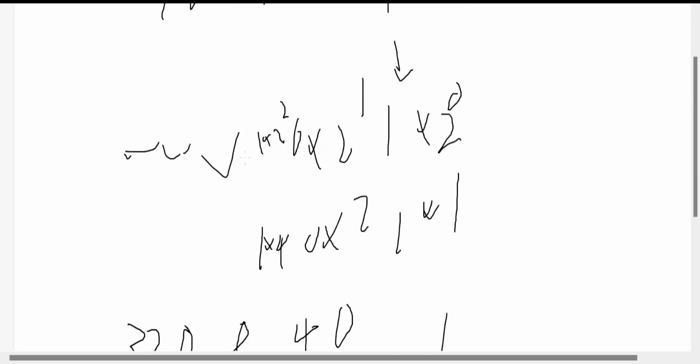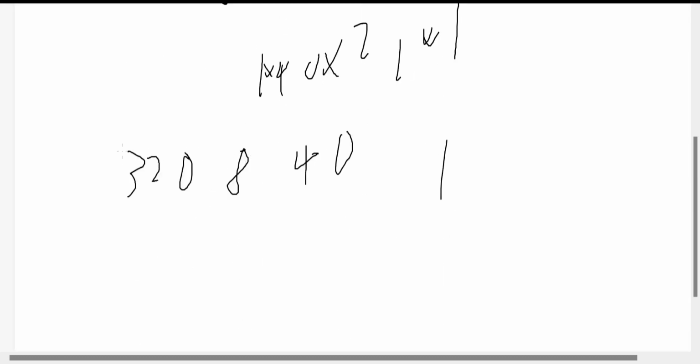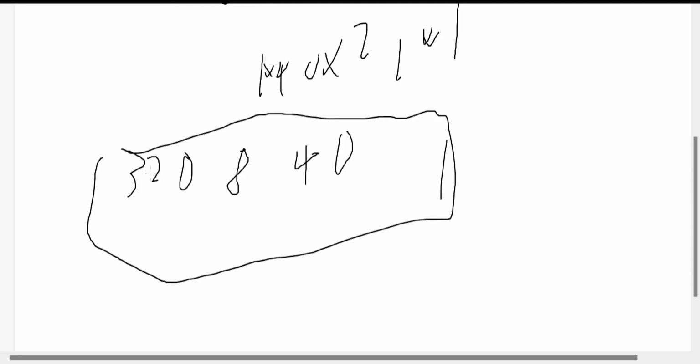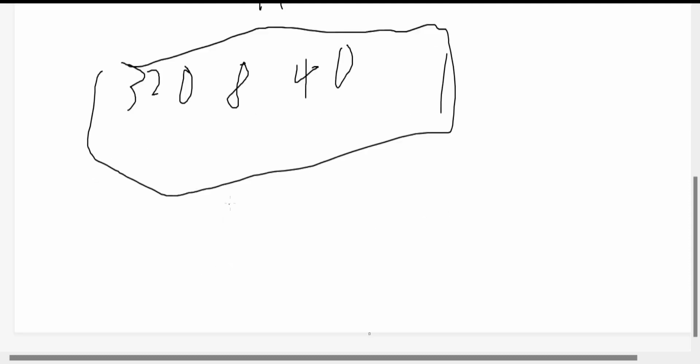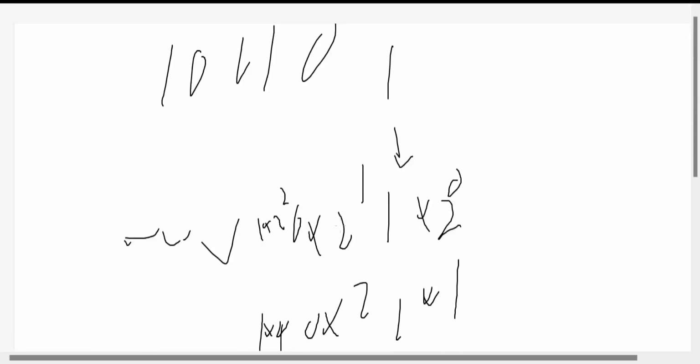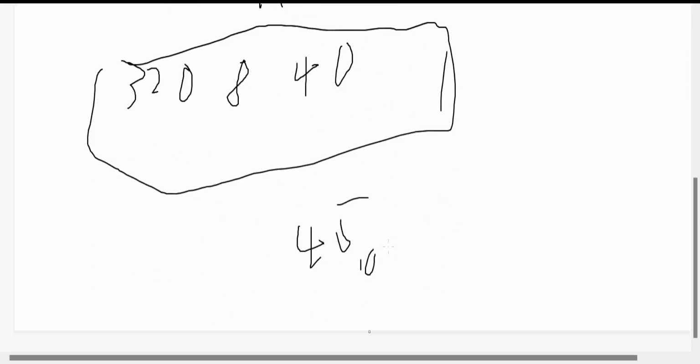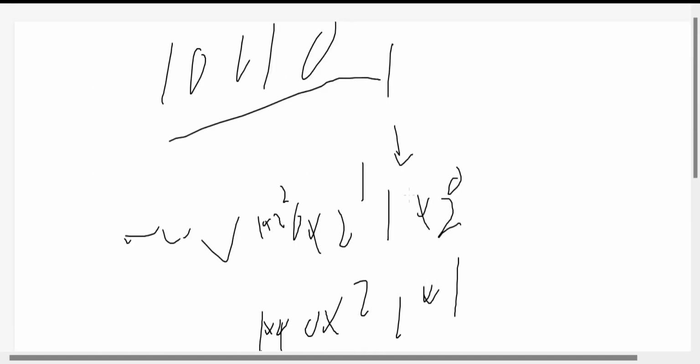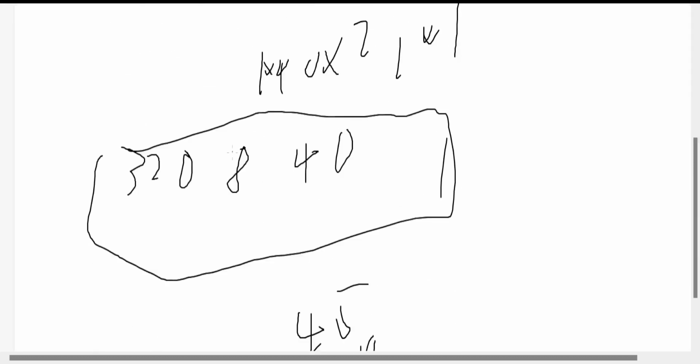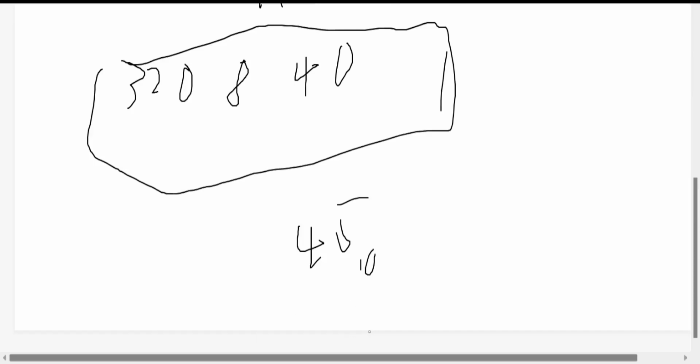This is how you read it. Then you sum them all up. So when you sum them all up, you get 45 in decimal. So this is how you convert binary to decimal. This is only useful for us reading. The computer will just read this entire thing and that'll be it.